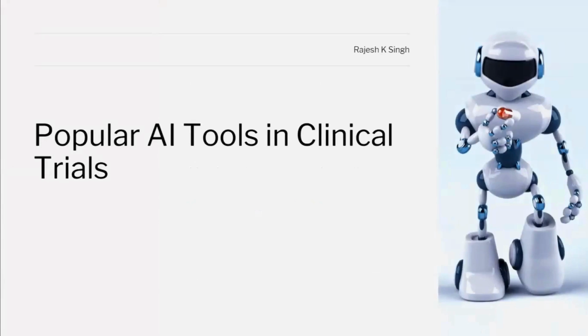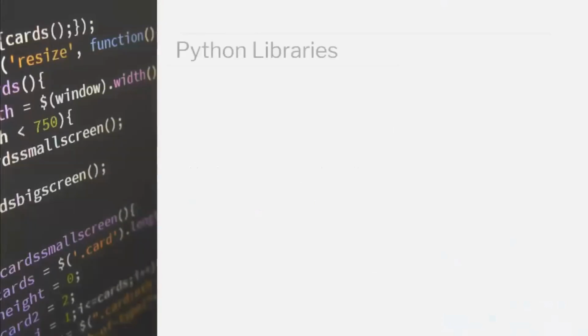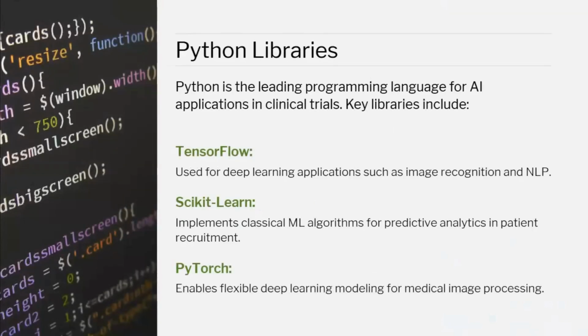Now coming to the popular AI tools in clinical trials which are presently being used. There are hundreds of tools being developed and under development, and within 2-3 years you will see all the new technology and tools. The first is Python, which is the core of AI. Most AI is being developed through Python only. So Python is the leading programming language for AI applications in clinical trials.